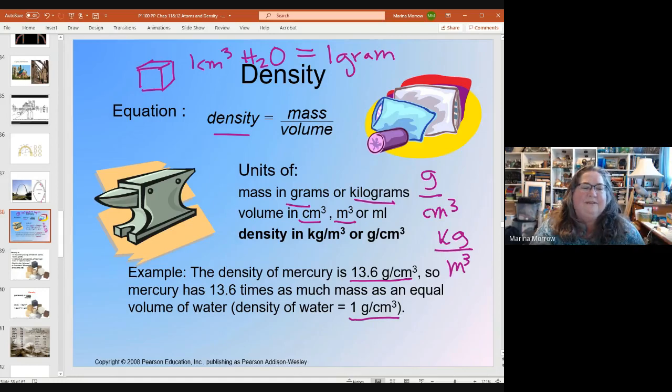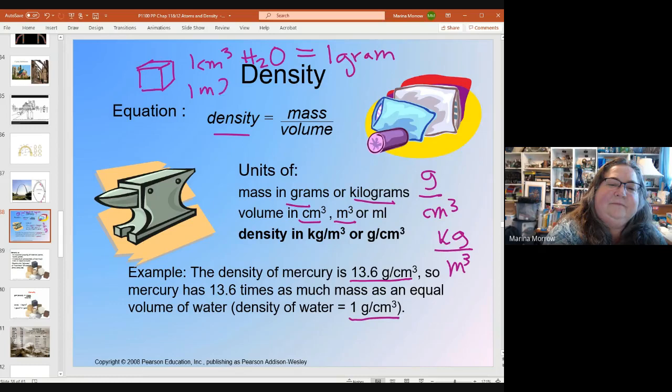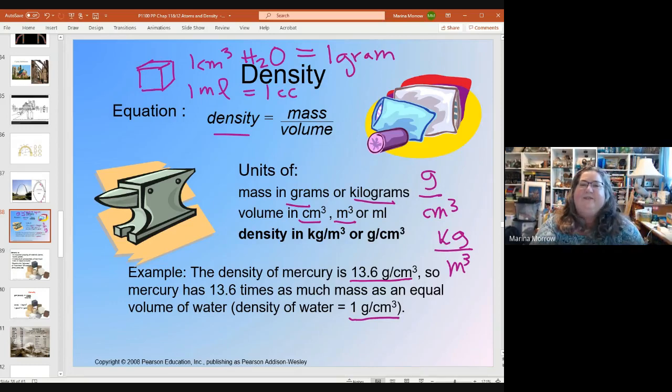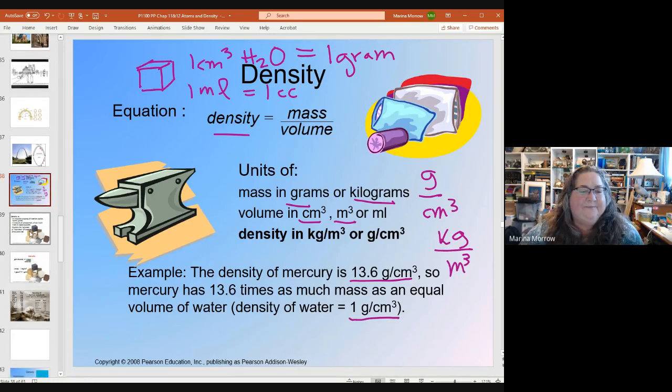Now, another thing, of course, is remember that a centimeter cubed is also a milliliter. And if you're in a hospital setting or something, it's hard to say centimeter cubed and it's hard to say milliliter. So they shortened it to cc, cubic centimeter, 1 cc. Okay, so those are all equivalent to each other. And if it's water, then it has a mass of 1 gram. So mercury, which is a liquid metal, has a density of 13.6 grams per centimeter cubed.